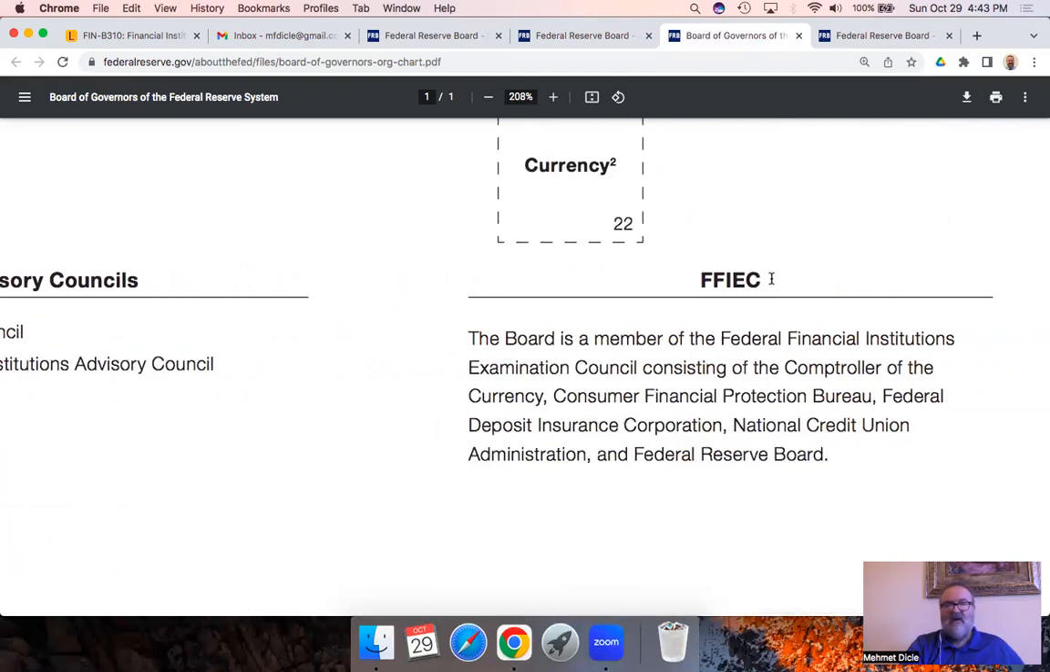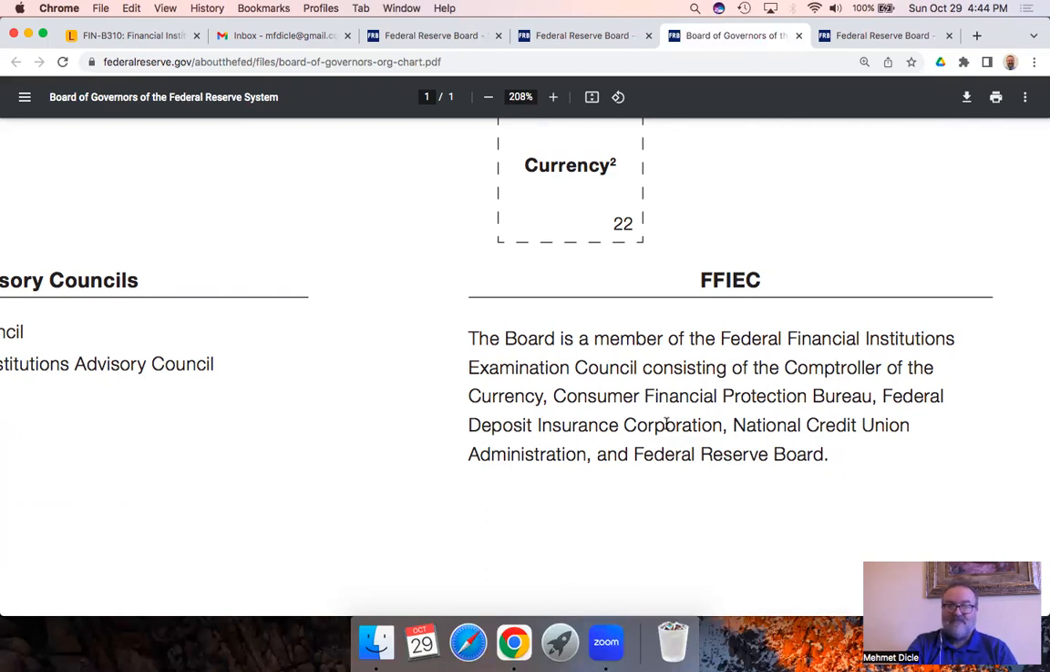I'm not sure what FFIEC stands for, but oh yeah, right. So Federal Financial Institution Examination Council: Comptroller of the Currency, Consumer Financial Protection Bureau, Federal Deposit Insurance Corporation, National Credit Union Administration, and the Federal Reserve Board. So as you can see, by being a member of the Federal Financial Institution Examination Council, the Federal Reserve Board itself is keeping itself within the same level as the deposit insurance or National Credit Union Administration or Comptroller of the Currency as such.